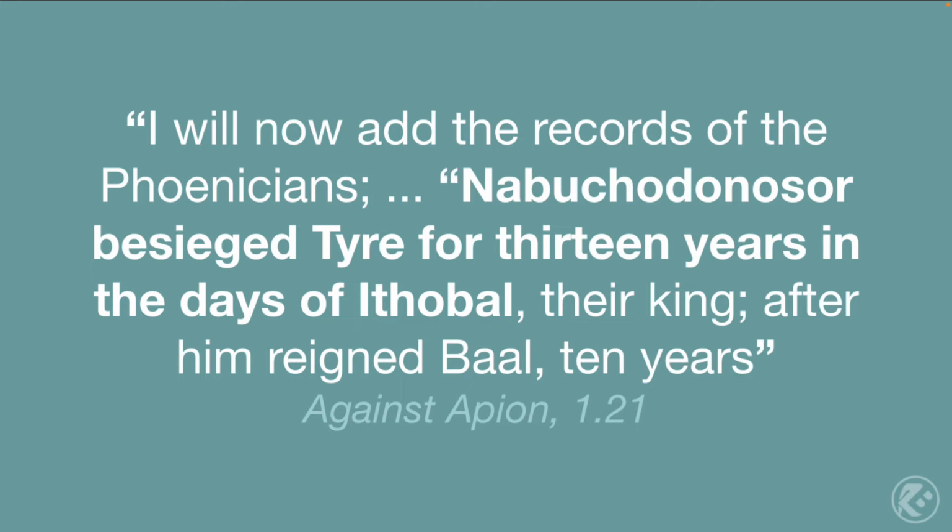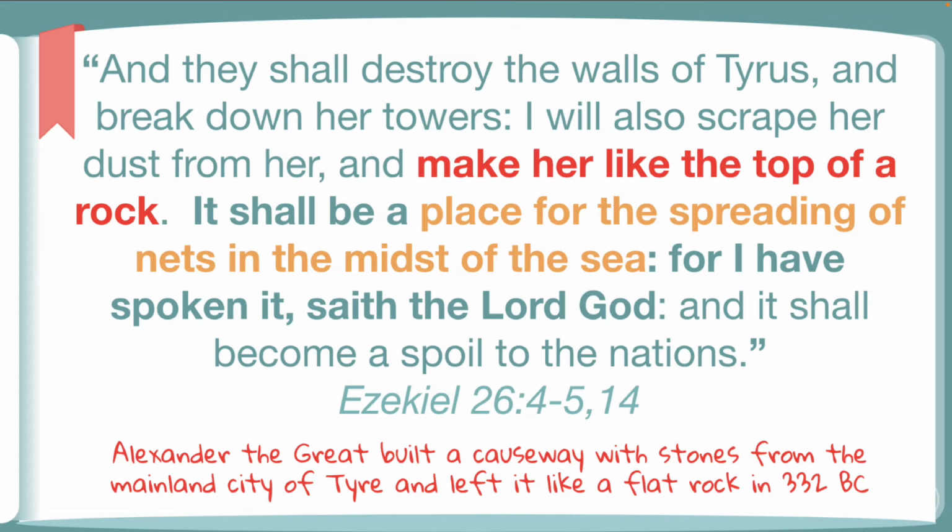So again, the current site is now a place where the fishermen still frequent and spread their nets to dry. And what we read is that they shall destroy the city walls of Tyre and break down her towers. I will scrape her dust from her, right? And it even says here that it shall be a place for the spreading of nets, right?